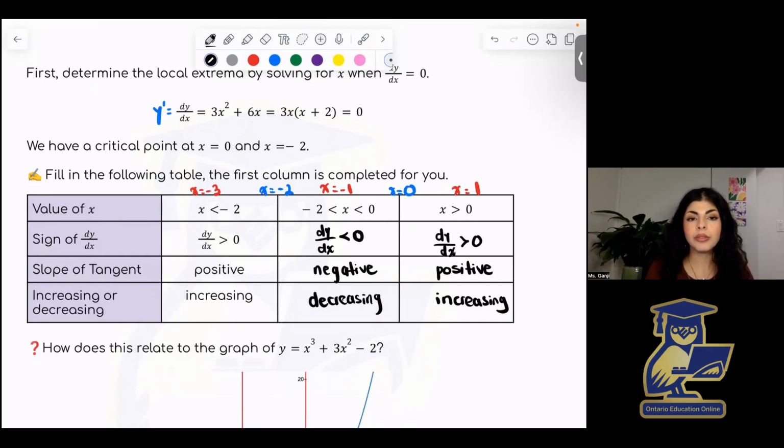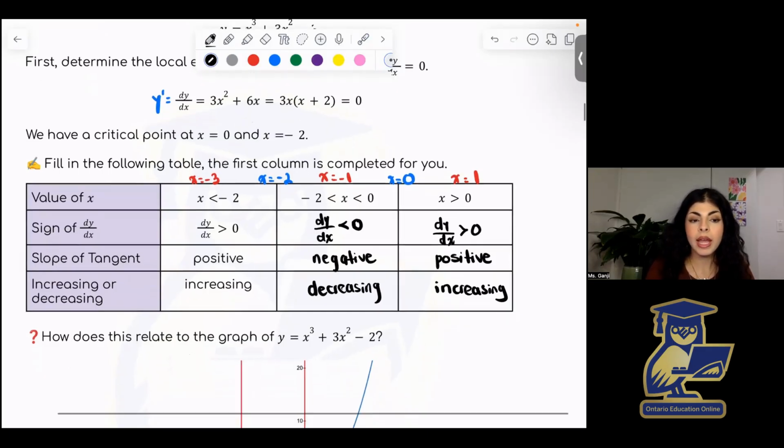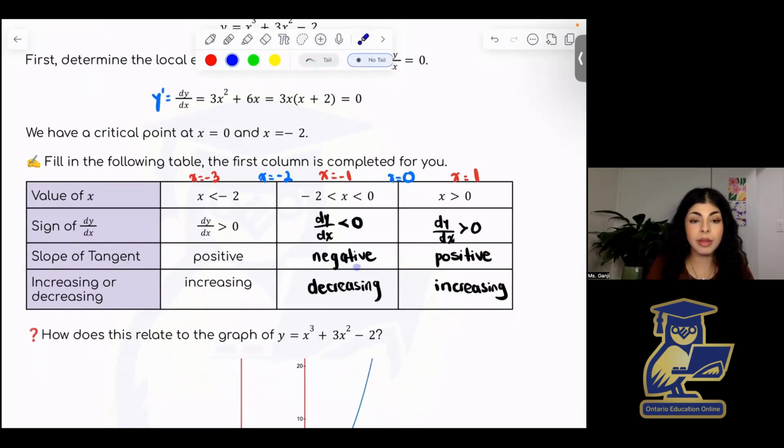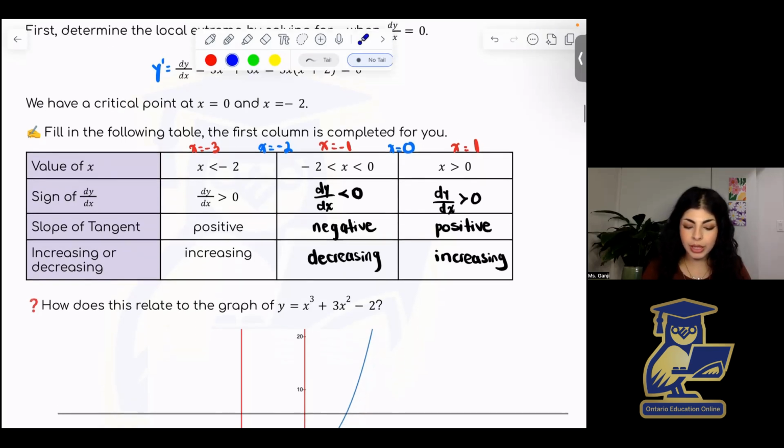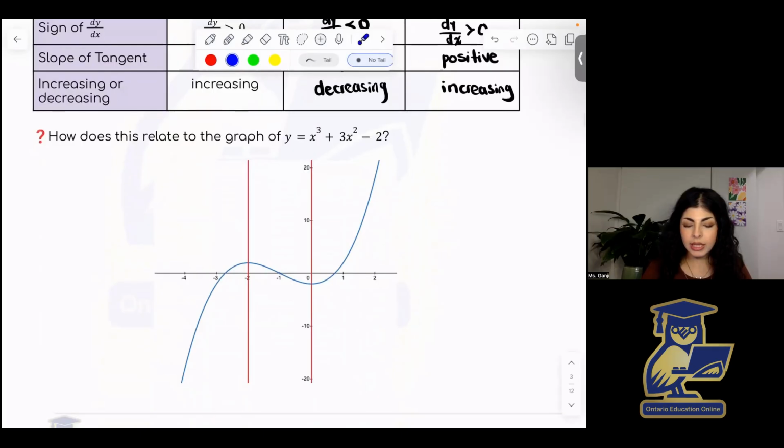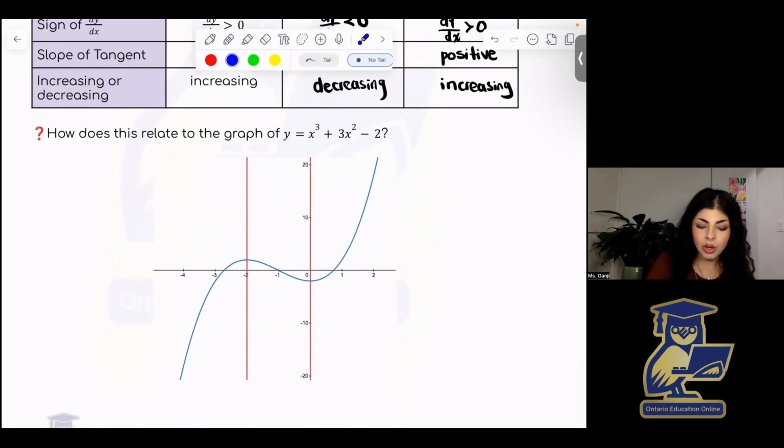That's actually what the first derivative test also tells us. When the tangents are negative, we have a decreasing function, and when they're positive, we have an increasing function. How does this now relate to the graph of the cubic function that we started with? Consider the curve here. This is our y function, and the red lines are just showing you those critical points. Here we have the two critical points.